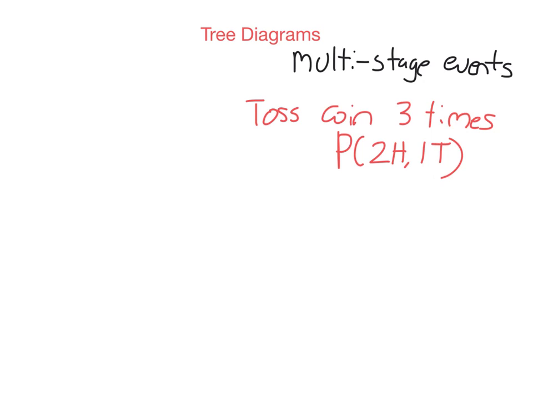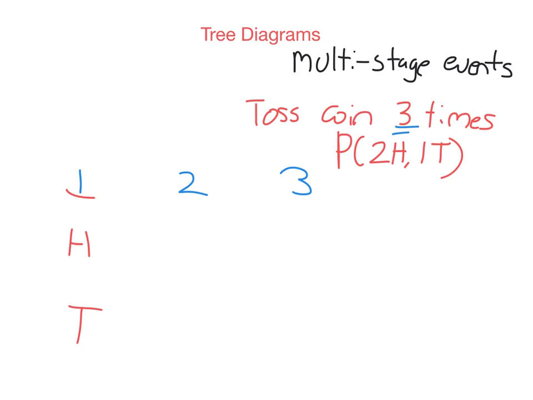So, if I'm tossing a coin 3 times, that means the event is occurring in 3 stages. So I need to leave space. I go across with each stage. So, each toss of the coin is a different stage. So, let's start over here at 1. First toss of the coin. I list the possible outcomes. So I could get a head or a tail. I list them going down.